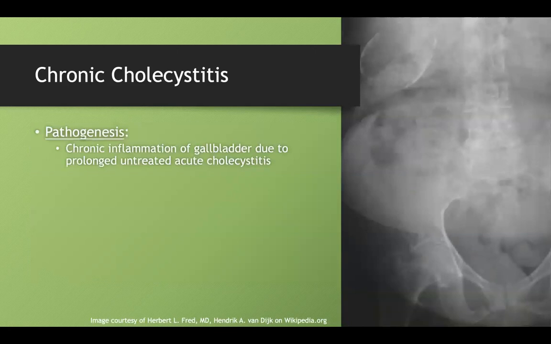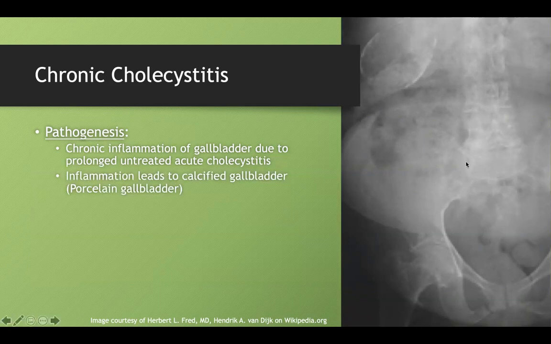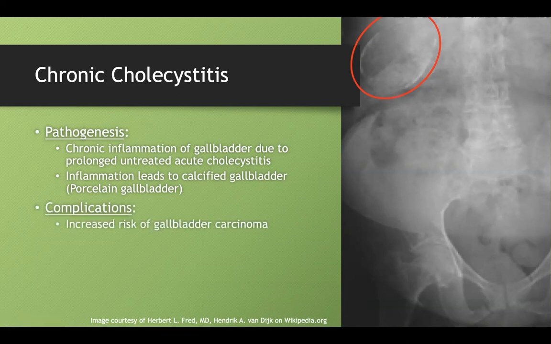This is, as the name suggests, chronic inflammation of the gallbladder, usually due to untreated acute cholecystitis. And this can lead to a calcified gallbladder, also known as a porcelain gallbladder. Here on this X-ray, you can actually see the lining of your gallbladder, which is unusual. So that's known as the porcelain gallbladder, suggestive of chronic cholecystitis. The complication that can arise from chronic cholecystitis is that you have so much inflammation in this area over time that it can increase your risk of gallbladder cancer. And as you might have guessed, treatment for this is a cholecystectomy. Who would have thought?